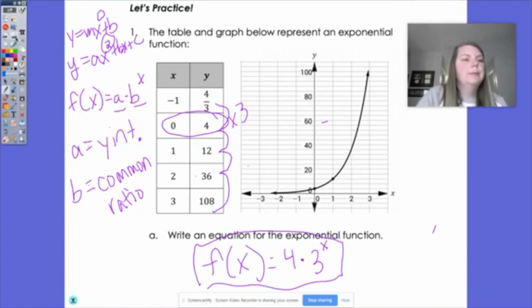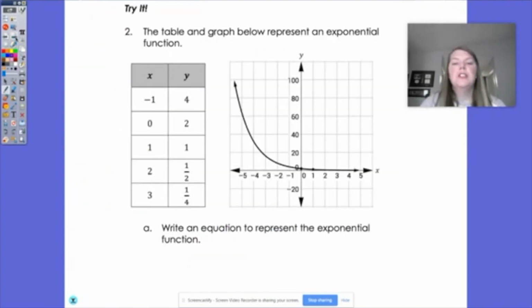So let's try another one. So here's an exponential function. It looks a little bit different. So I hope you realize that what's involved in our equation is not necessarily going to be two positive whole numbers this time. So instead of the previous one, where my graph was going up, it's kind of flipped around.